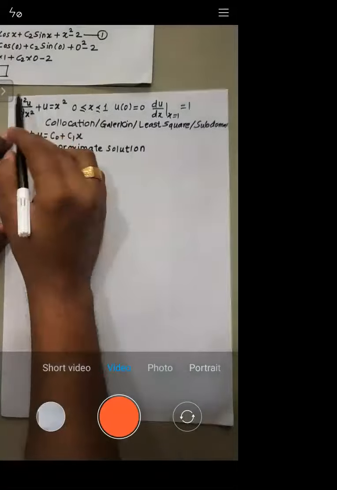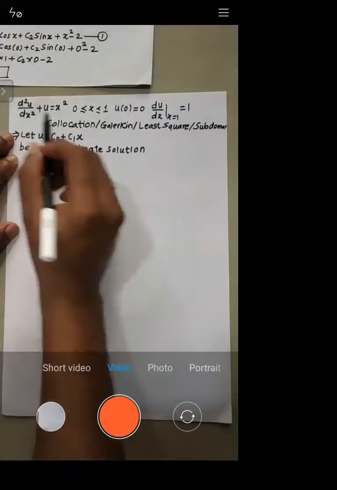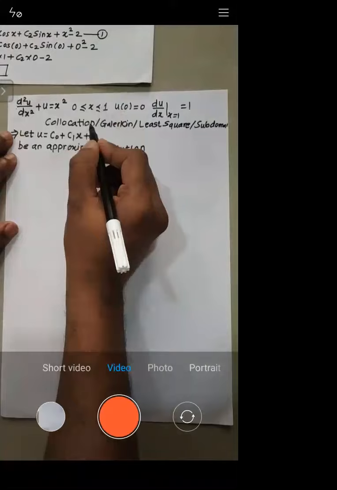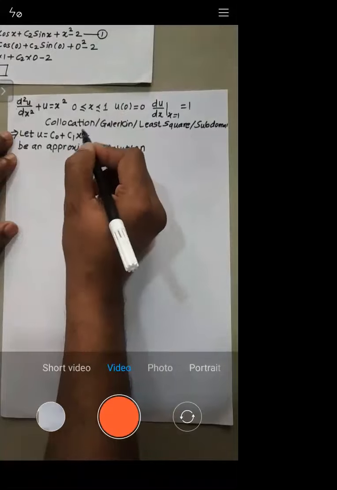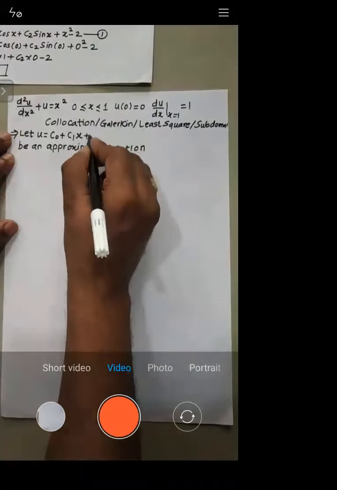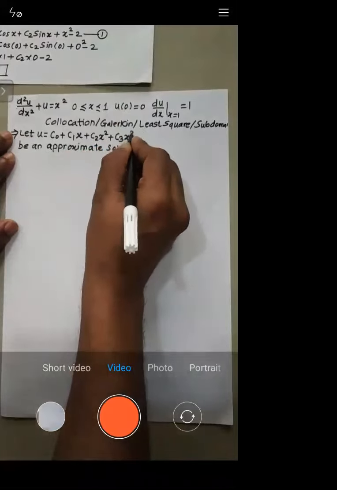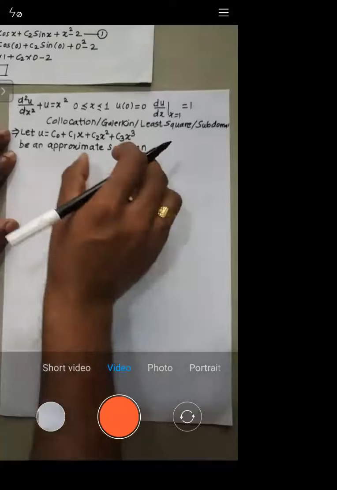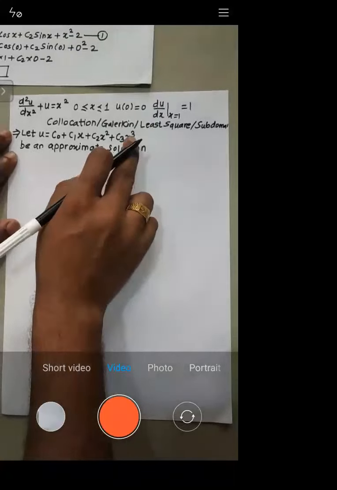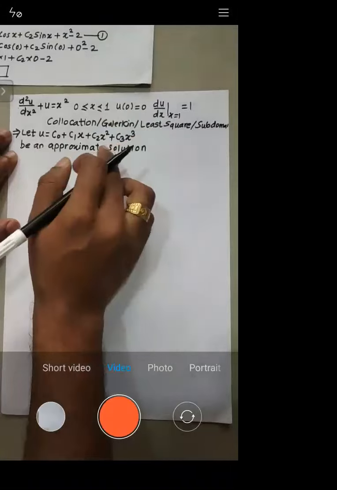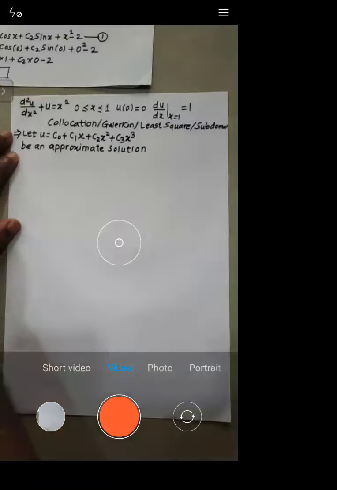What is the order here? It's a second order, right? So you should have a power of x one greater than the second order. That is, your power of x should be third. That is 3, so I'll take c2x square plus c3x cube. So at least you should have a power of x that is 1 greater than the order of the given differential equation. Is it okay or not?